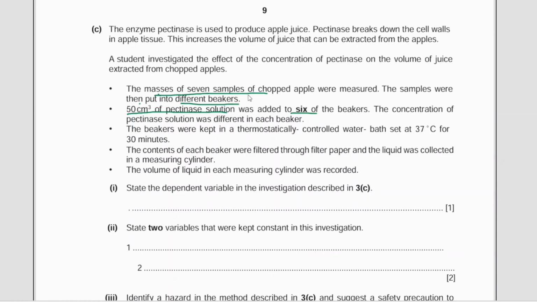What is the dependent variable? The independent variable is definitely okay. Dependent means your result. What is your result? Wait, look at the last 2 points.